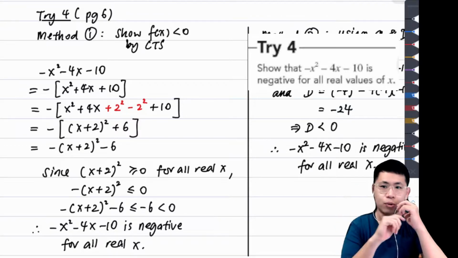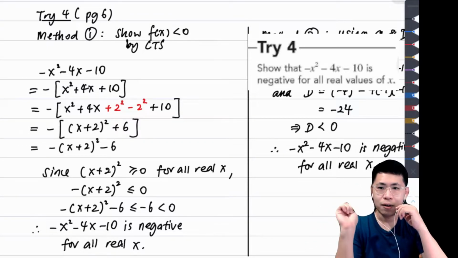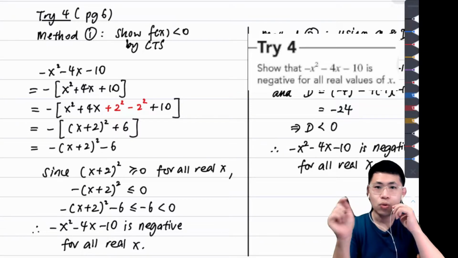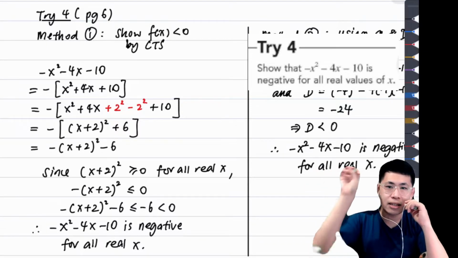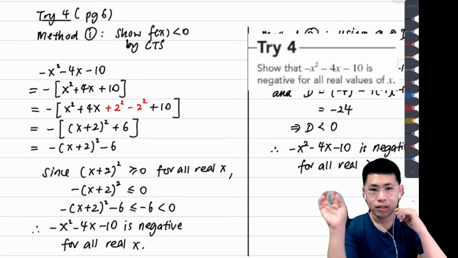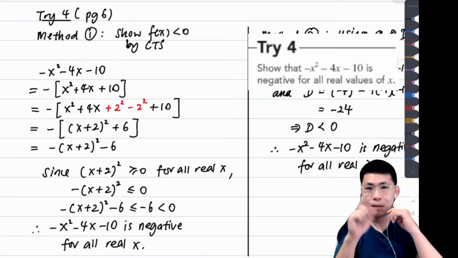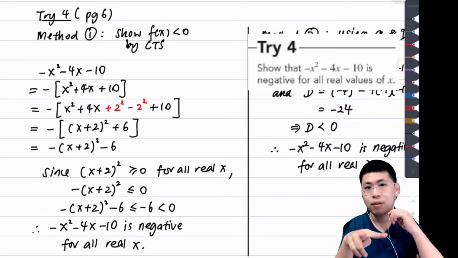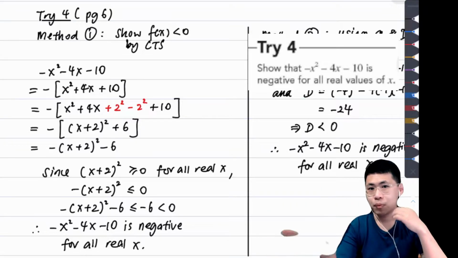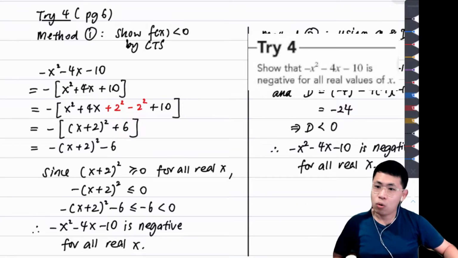Let me explain what's going on here. Show that negative x squared minus 4x minus 10 is negative for all real values of x. So what we need to do is show that this thing is always negative. Based on the concept just now, we're going to use that concept later. I'm going to show you two different methods. The first method is the one that we did previously, but it is actually a bit long-winded.